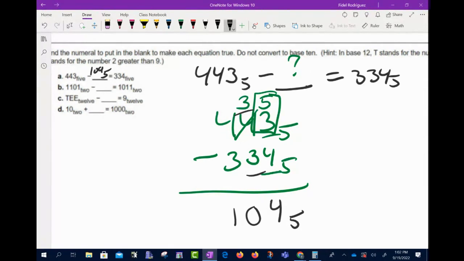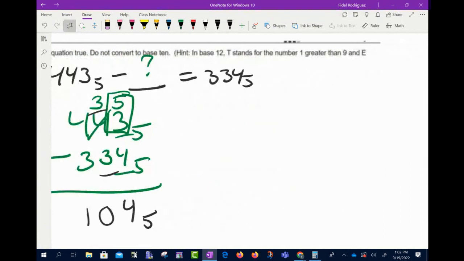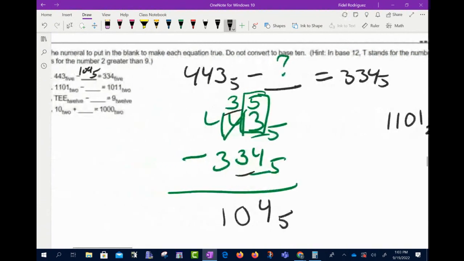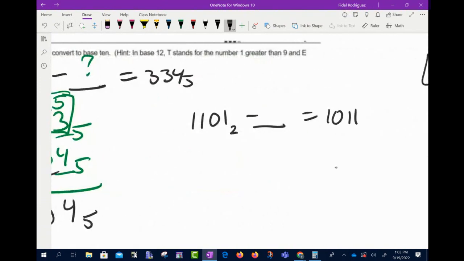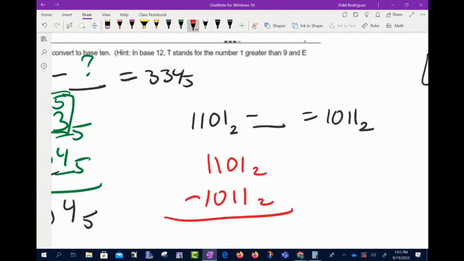Now, when I look at parts B and C, they're the same type of problem. I mean, I'm dealing with different bases, but they're the same type of problem. We're in base 2 and we're in base 12. So let's do part B. Part B says 1101 base 2 minus something equals 1011 base 2. So just like we did before, y'all, we're going to take 1101 base 2 and subtract 1011 base 2, and we're going to figure out what number is going to go right here.